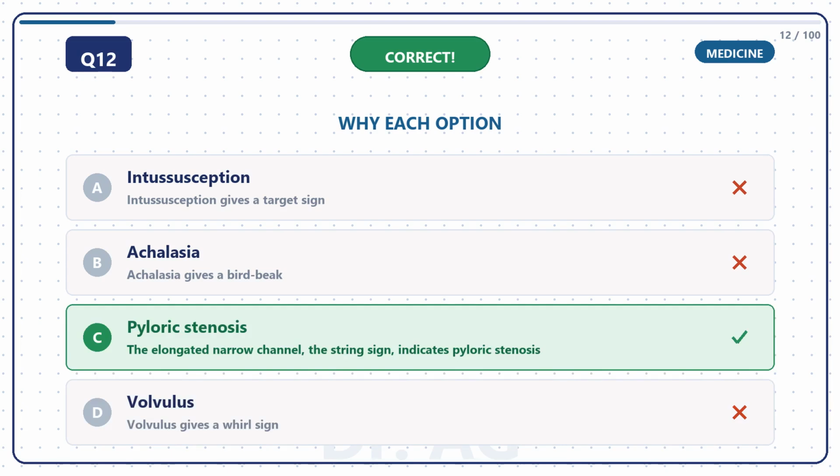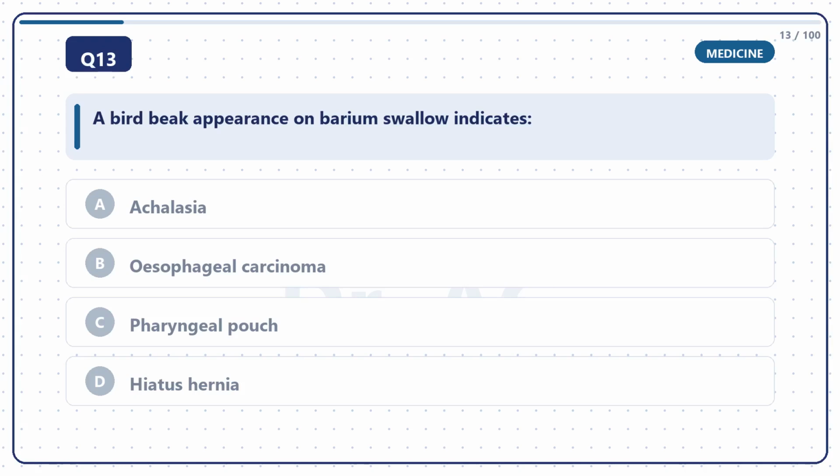Pyloric stenosis. Question 13. A bird beak appearance on barium swallow indicates option A, achalasia. Option B, esophageal carcinoma. Option C, pharyngeal pouch. Option D, hiatus hernia.